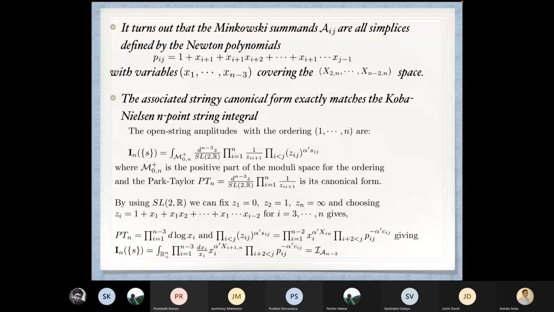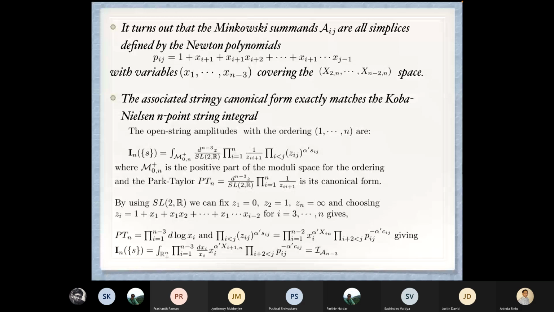So, how do we see this? You start with the Koba-Nielsen integral. You have the Parke-Taylor integration over M0n plus, and then you have the Koba-Nielsen factors. Now, using SL2R invariance, I can set Z1 to 0, Z2 to 1, and Zn to infinity. And I can choose Zi to be this: 1 plus xi, x1 plus x1 x2, all the way to x1 through xi minus 2. You can see that for this choice of variables, the Jacobian, which should give you the Parke-Taylor, just gives you dxi over xi product over all i.